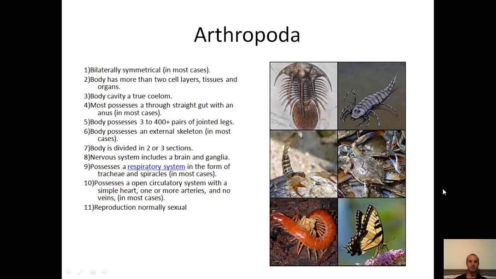They have a respiratory system with trachea and spiracles. Spiracles are just openings in the side. If you looked at a grasshopper, it's got spiracles in the side of its body to pull in oxygen. And they have an open circulatory system with a simple heart, one or more arteries, and no veins in most cases. So it's a really simple circulatory system. And they normally undergo sexual reproduction.